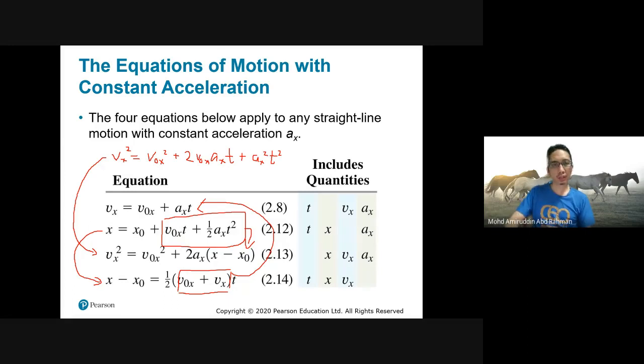So there are 4 equations of motion that relate with constant acceleration, meaning that it accelerates at the same value from time t naught to t1, t2, and so on. That's the meaning of this equation.